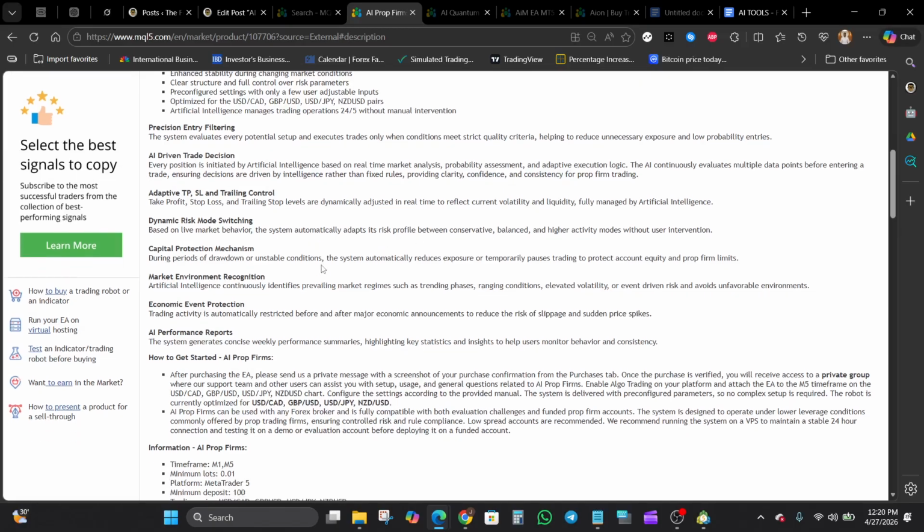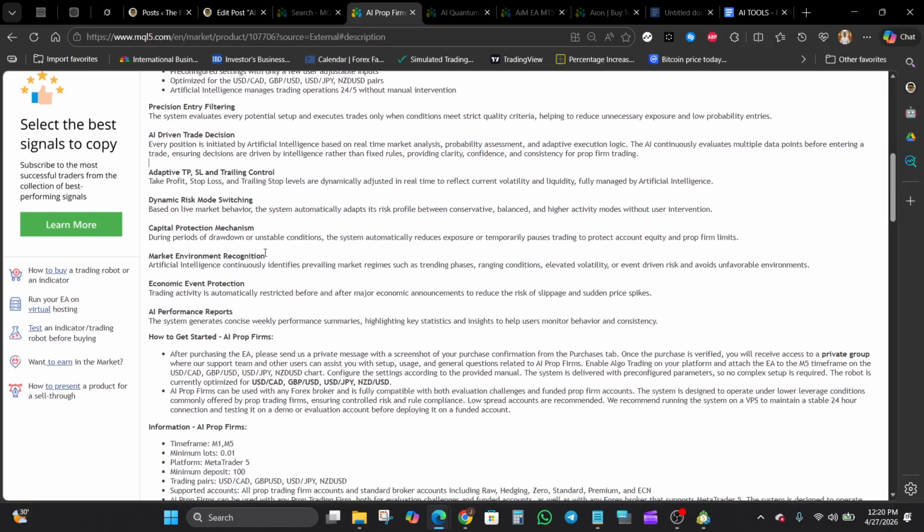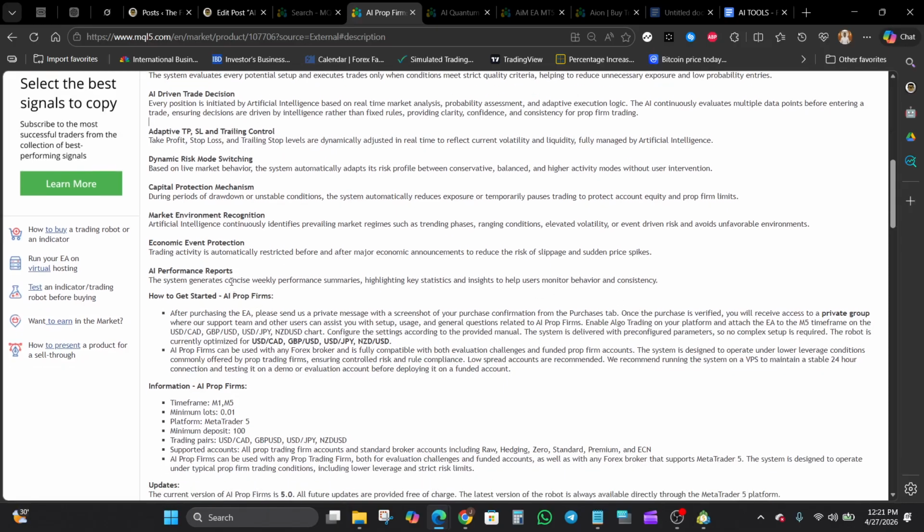Another key part is adaptive risk switching. So instead of using one fixed lot size or risk level, the EA can move between conservative and more active modes depending on market conditions. So, in theory, this helps it stay active in good conditions and protective during unstable ones. I also like the inclusion of economic news filtering, which prevents trading around high impact events. That's actually very relevant for prop firms because sudden volatility spikes are one of the most common reasons accounts fail.